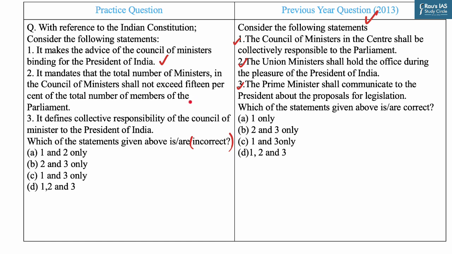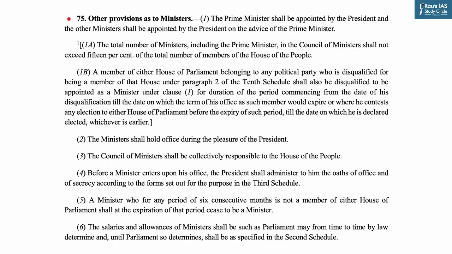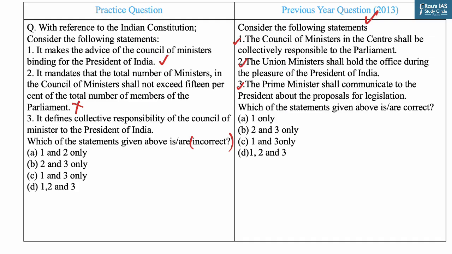Statement 2 says it mandates that the total number of ministers in the Council of Ministers shall not exceed 15% of the total number of members of the Parliament. Now this is an incorrect statement. As if you will look at Article 75 subclause 1A, it says the total number of ministers including the Prime Minister in the Council of Ministers shall not exceed 15% of the total number of members of the House of the People, that is Lok Sabha. While our statement says the total number of members of the Parliament, which includes Rajya Sabha also.